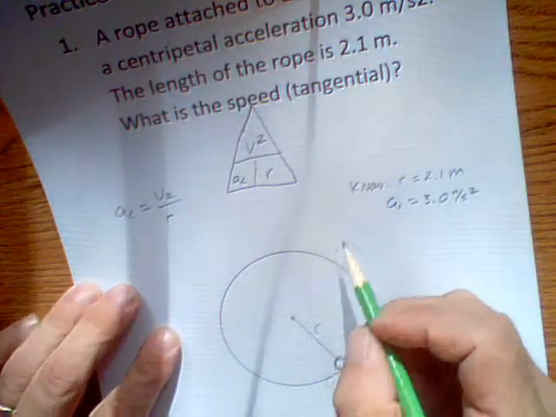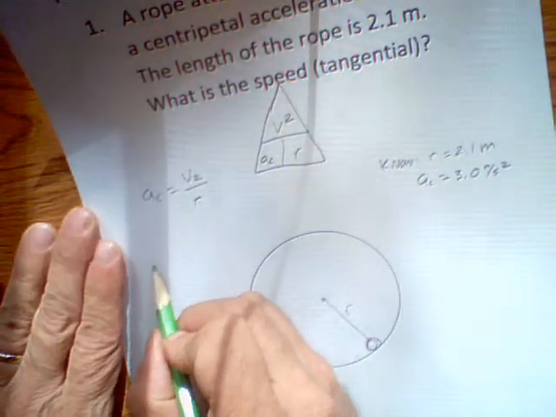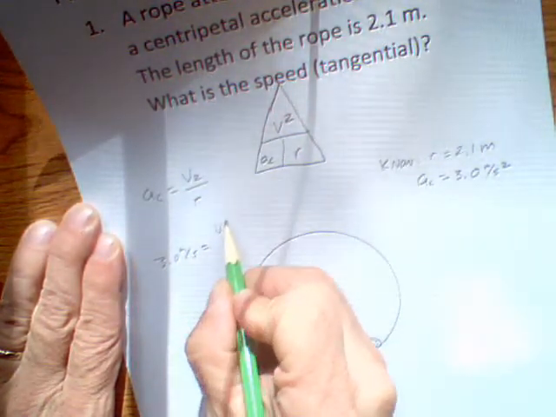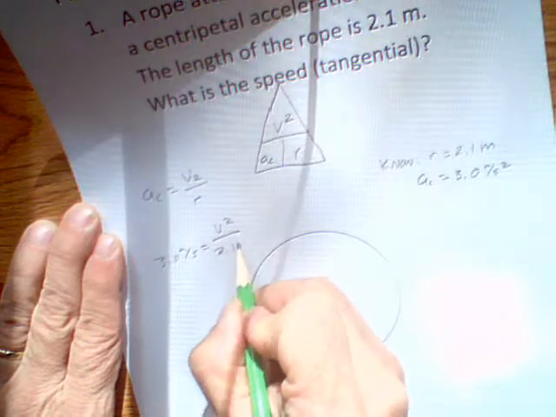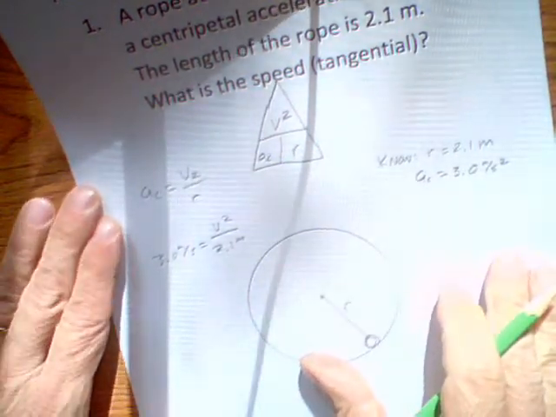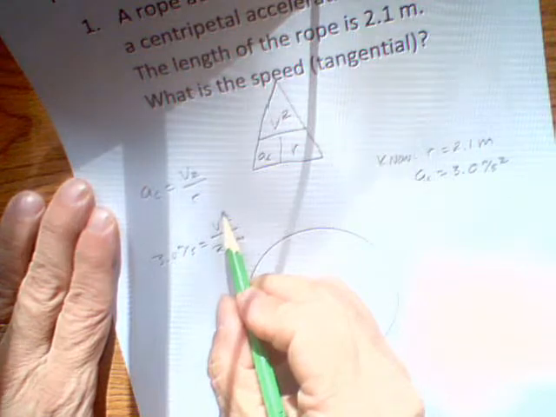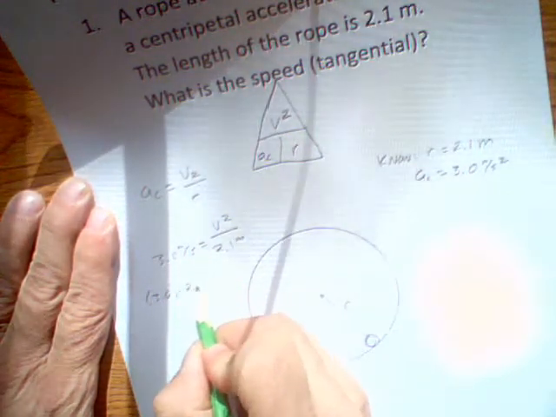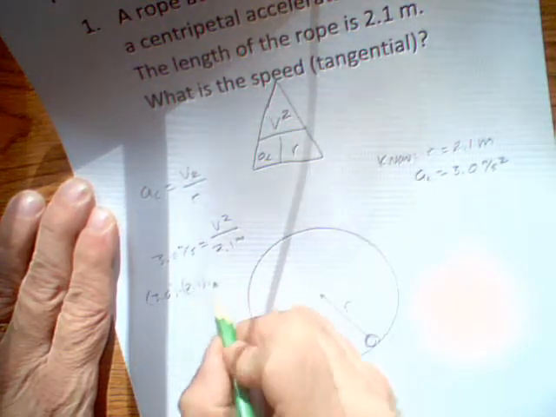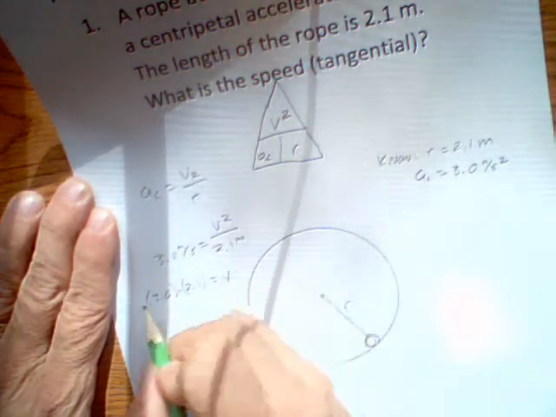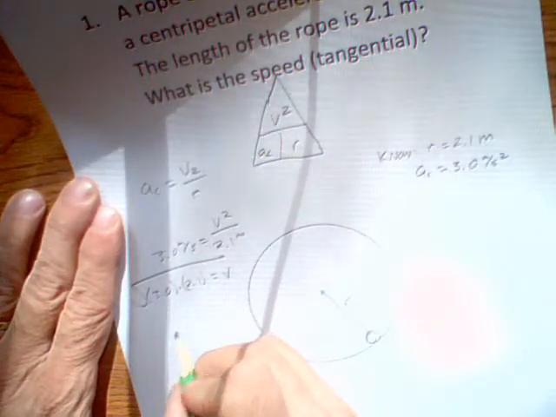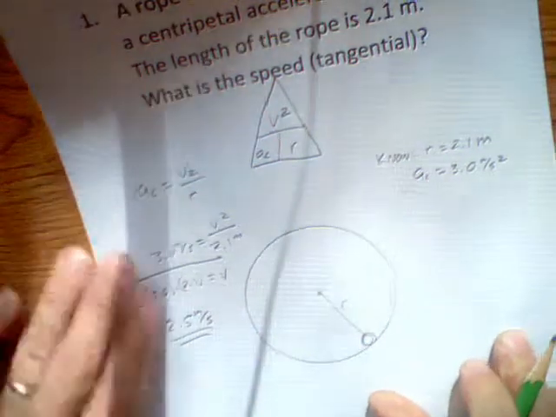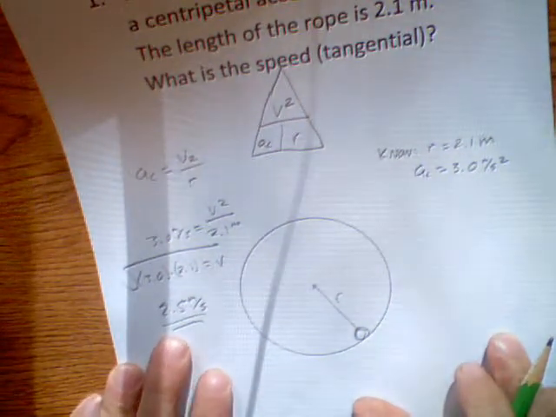So what we're going to have to do is 3.0 meters per second squared equals velocity squared over 2.1 meters. And we want to solve for v squared, so it's just going to be 3.0 times 2.1 equals v squared. And to get rid of that, we'll put it under a radical, and so it would be 2.5 meters per second would be our velocity. All right.